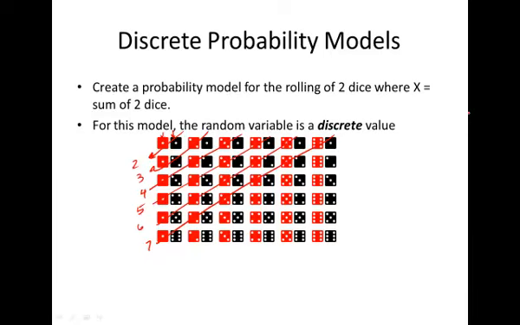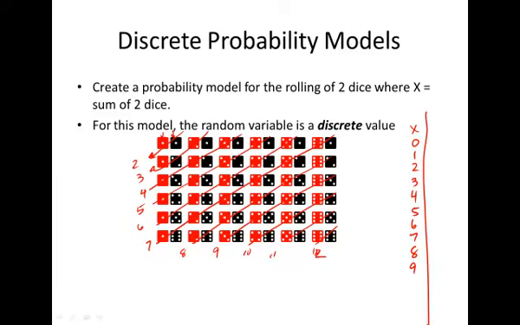Seven, 8, 9, 10, 11, 12. So the possible sums that we have for values of x are 2 through 12. And then we can ask ourselves, okay, what is the probability of each of those x values?